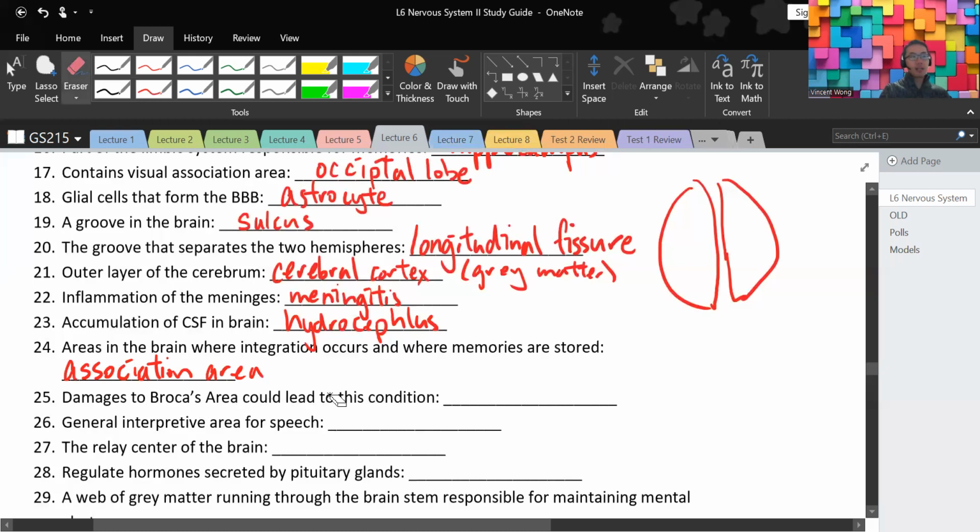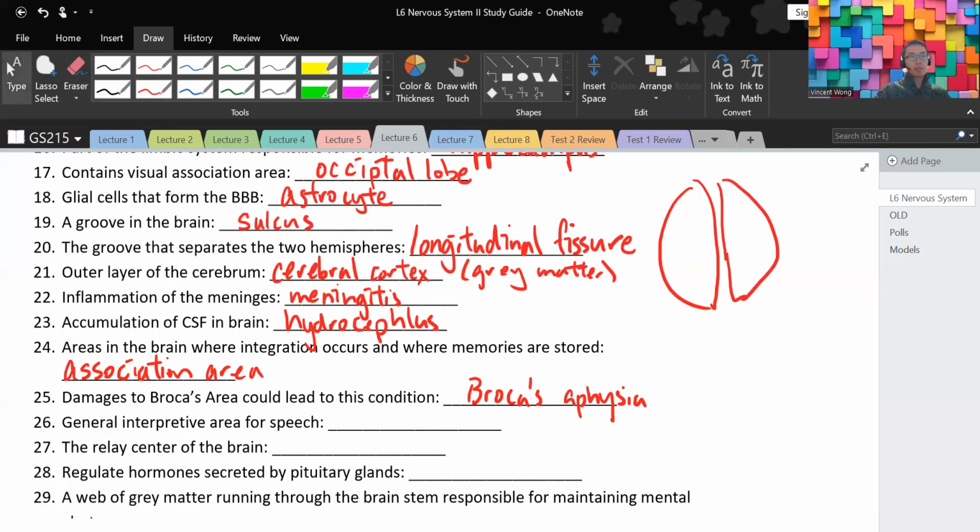Damage to the Broca's area could result in Broca aphasia, and that's when you're no longer able to speak in a fluent manner.